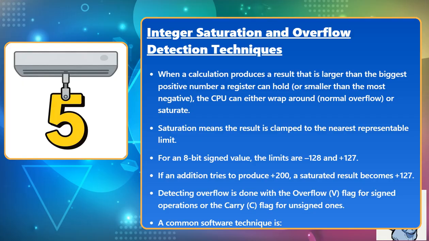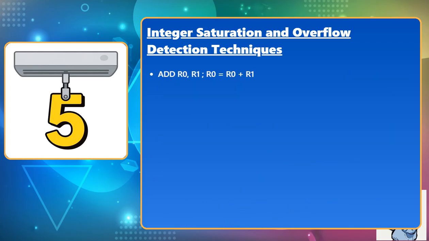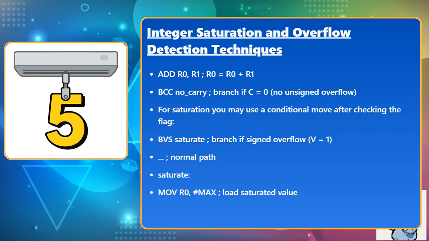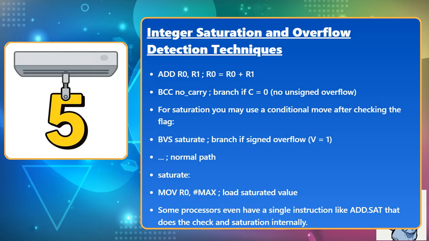A common software technique is: ADD R0, R1, which sets R0 equals R0 plus R1. BCC no_carry: branch if C equals 0, no unsigned overflow. For saturation, you may use a conditional move after checking the flag. BVS saturate: branch if signed overflow, V equals 1. Normal paths. Saturate label: MOV R0, #max, load saturated value. Some processors even have a single instruction like ADD.SAT that does the check and saturation internally.